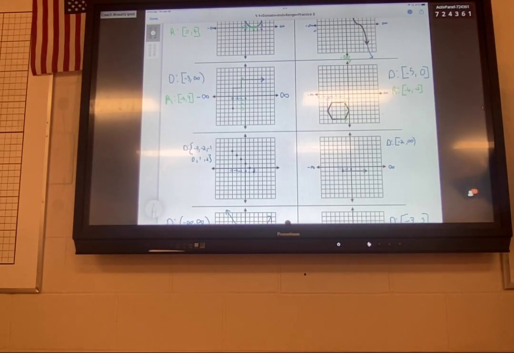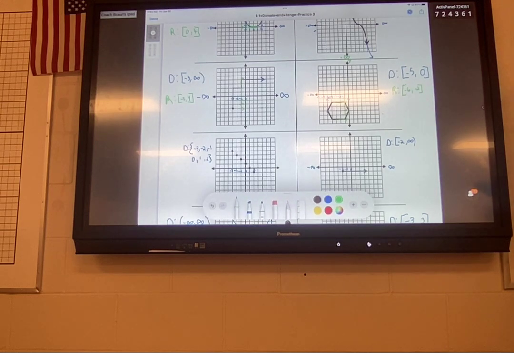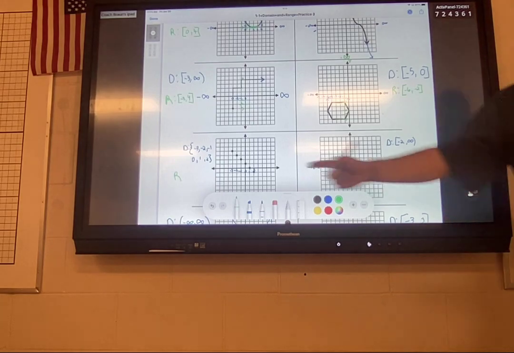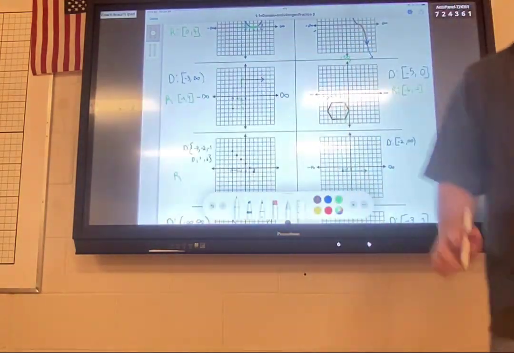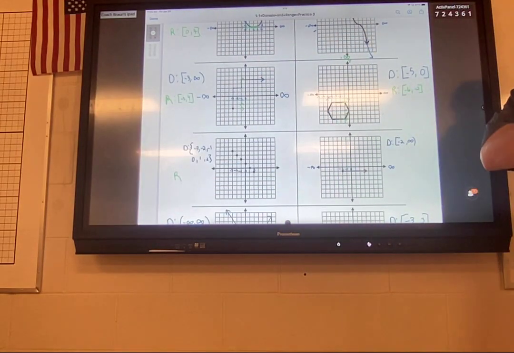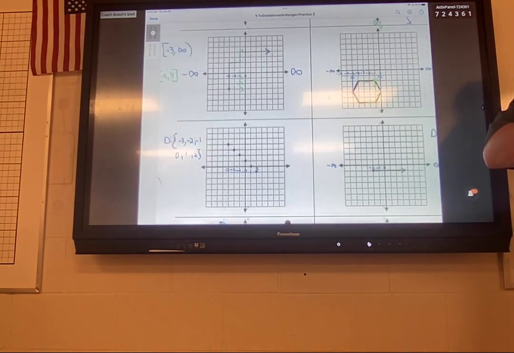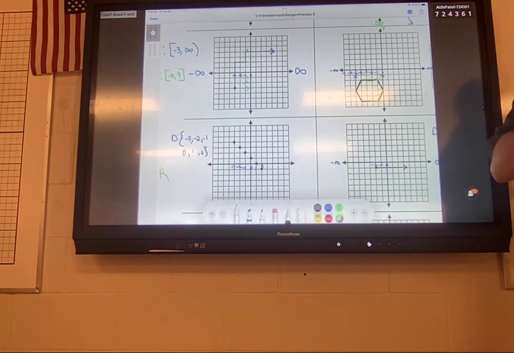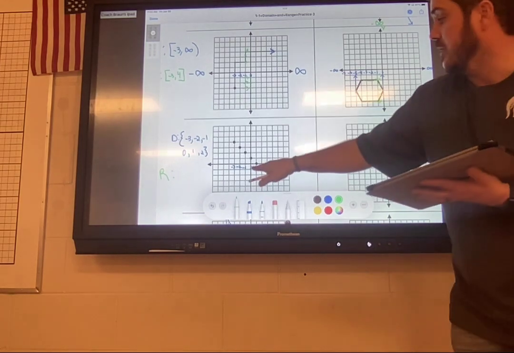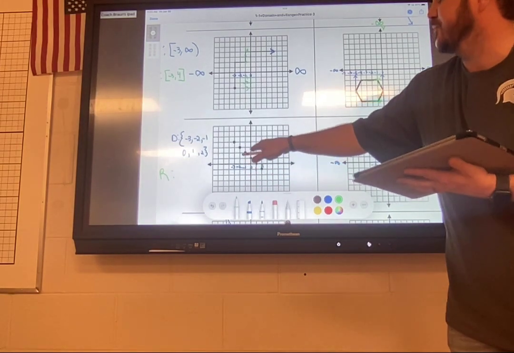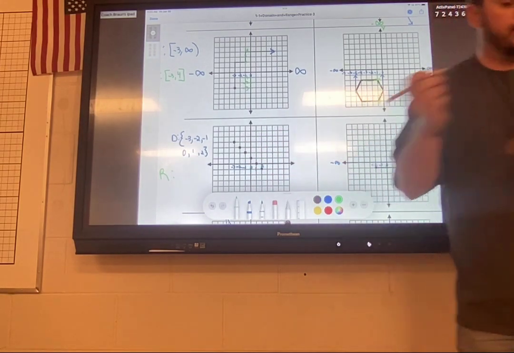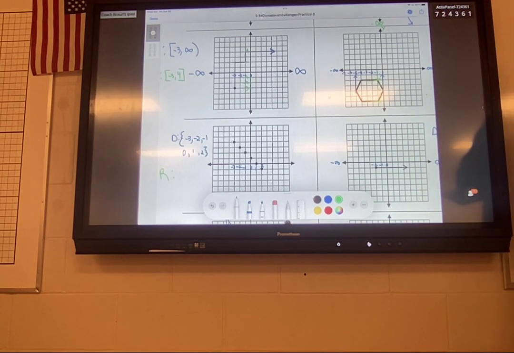Let me speed this up. Range here. Guys, again, on the one where it's just a bunch of ordered pairs, the best we can do is just list them. -1, 0, 1, 2, 3, 4. So starting at -1, we would just list -1, 0, 1, 2, 3, 4.